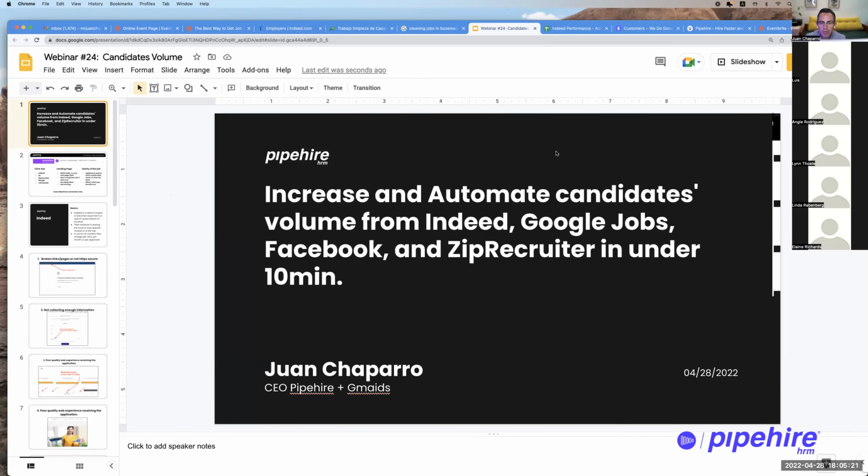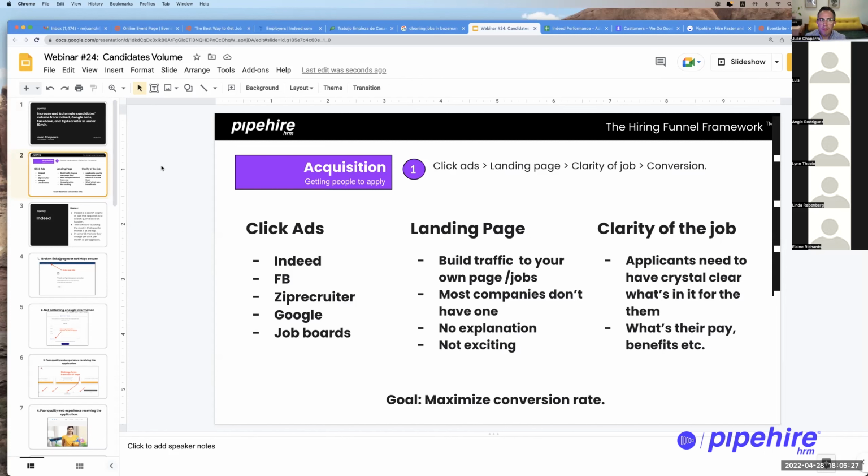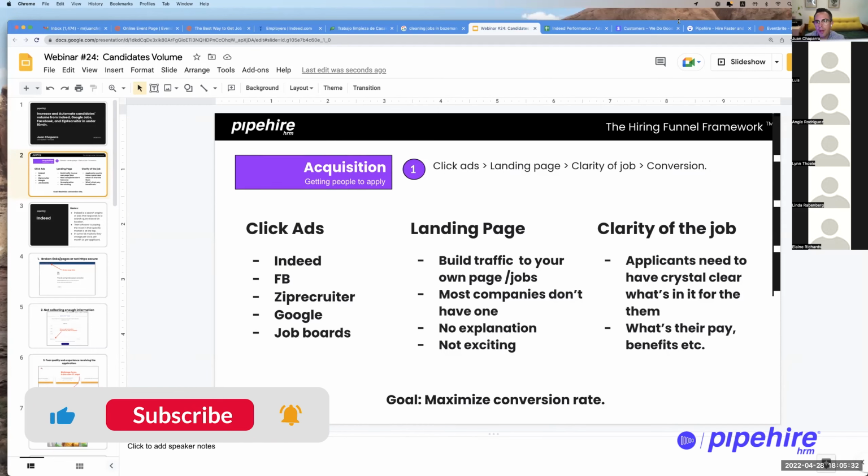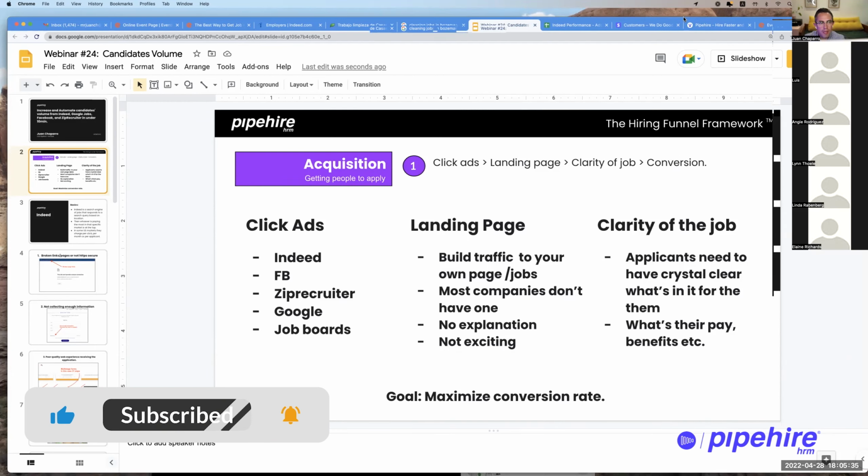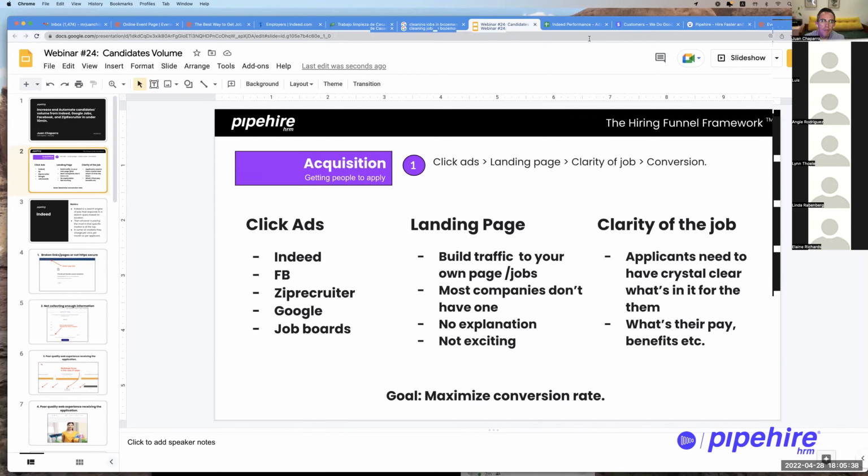I want to get started here by trying to understand the big problem of acquisition that we all have, which is bringing enough people to apply. There are obviously fewer people out there working than before, and there are more companies looking for applicants than there are people looking for jobs in the space. So we need to understand that the acquisition part is getting people to apply, and getting people to apply has some work behind it that most people are ignoring.